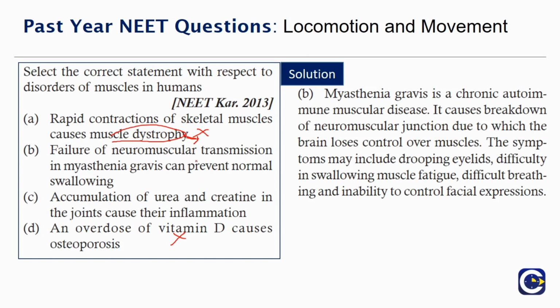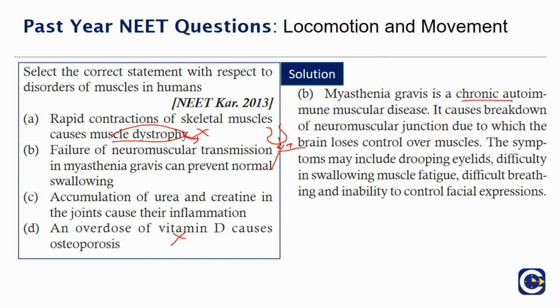Failure of neuromuscular transmission in myasthenia gravis can prevent normal swallowing. Actually, in the NMJ, we have to have neurotransmitters. If there is no neurotransmitter, or if there is antibody against the neurotransmitter receptor, there is myasthenia gravis. There is no neuromuscular transmission, so there will be no contraction of the muscles, including the necessary muscles. In the end, the respiratory muscles will be paralyzed, and so death will be by respiratory paralysis. So even swallowing, opening of the eyes, and facial expressions are affected in myasthenia gravis. Here, accumulation of uric acid crystals is only present.